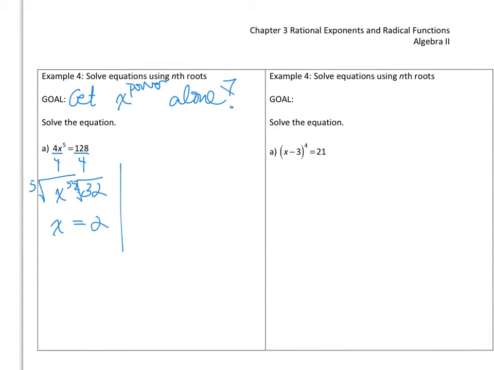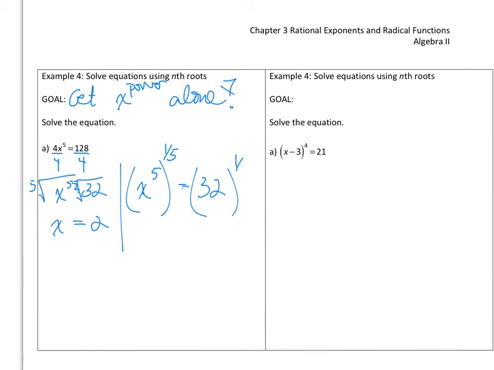Our second option, if we have x to the fifth equals 32, is to raise both sides to the reciprocal power. So the reciprocal of 5 is 1/5.